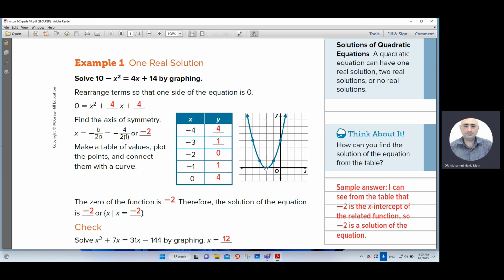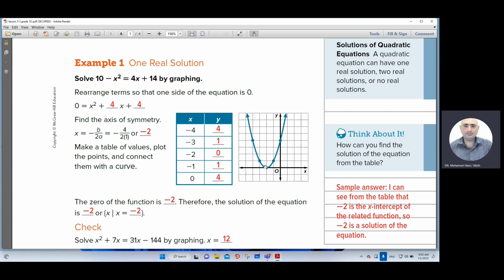We have just a common point. The common point here means the solution of the equation, or the zeros of the equation, or the roots of the equation. So what is the location of this point?